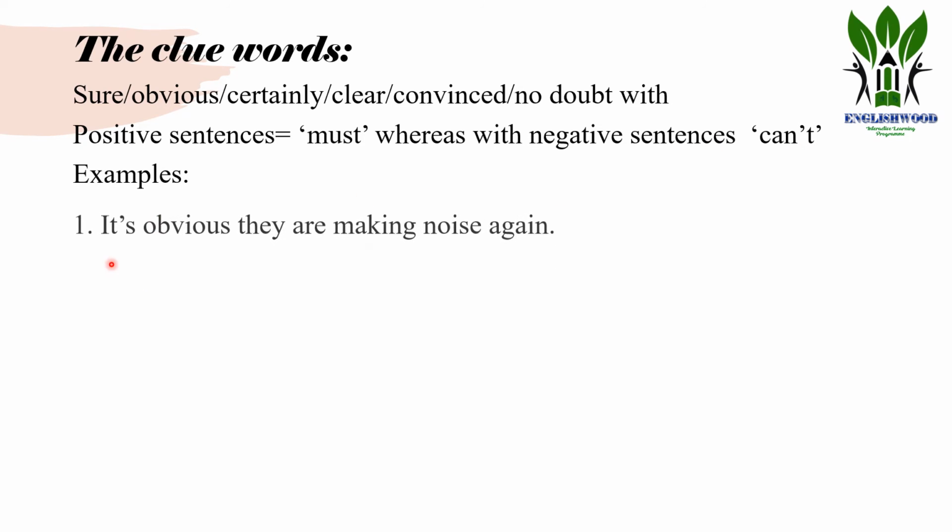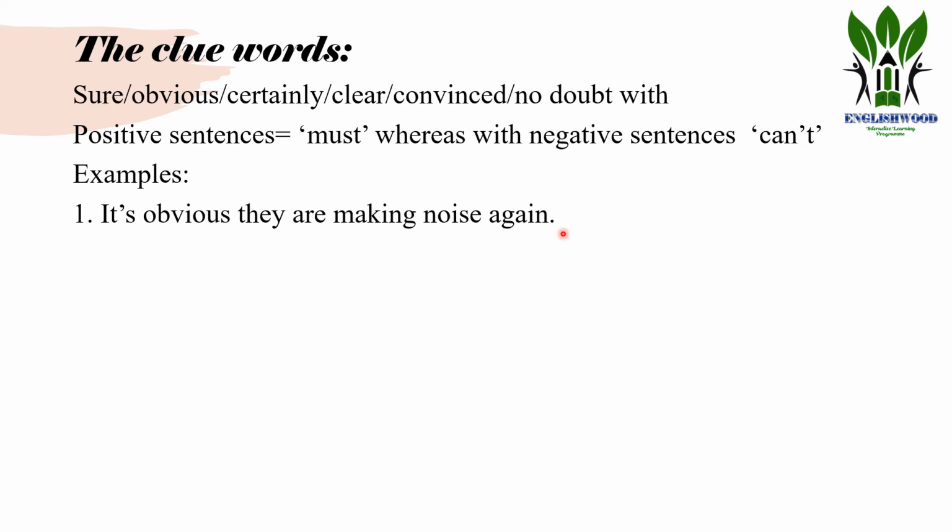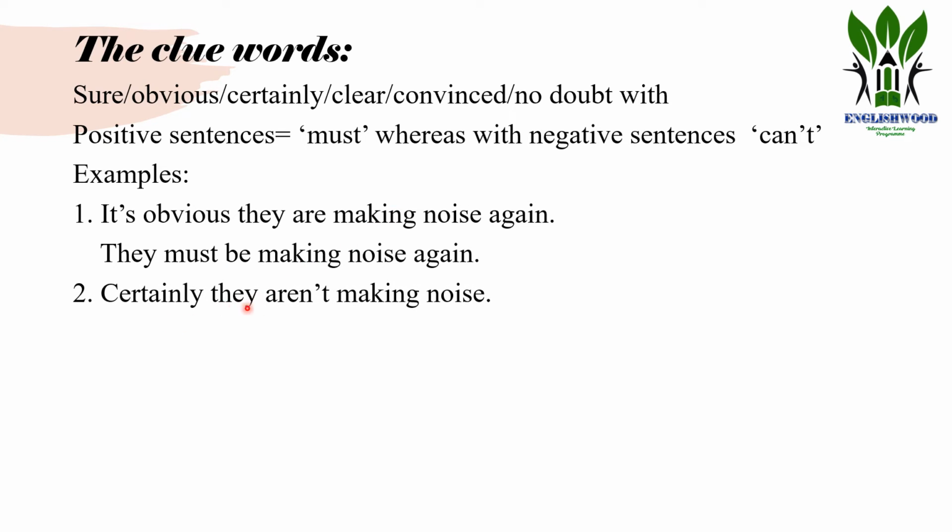Okay, this is the simple example. For example, it's obvious they are making noise. I'm sure they are making noise also means it's obvious they are making noise. So they must be making noise. So it means be plus verb ing. Certainly they aren't making noise. Now it's obvious can be replaced with certainly. They aren't making noise means they can't be making noise. Must be making noise changes into can't be making noise because negative.